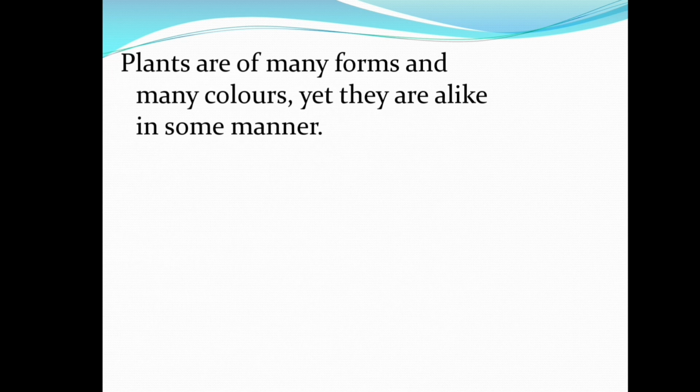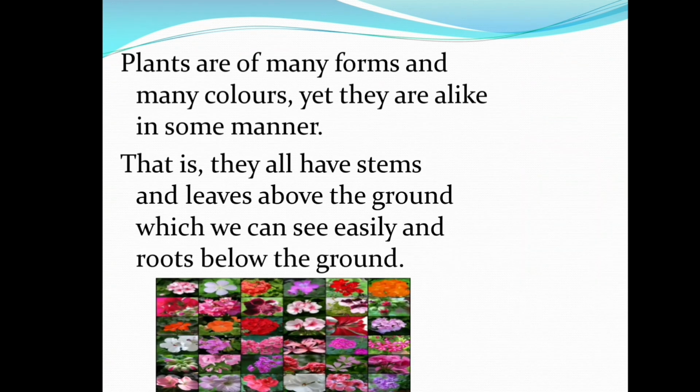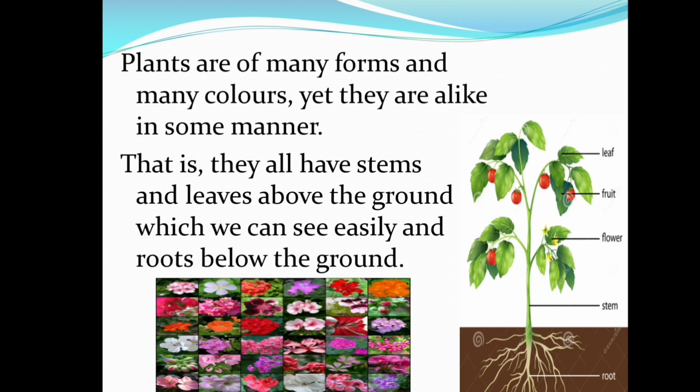Plants are of many forms and many colors, yet they are alike in some manner. So, plants are of different forms; we have many colors and many forms of plants, but they are alike in some manner. That is, they all have stems and leaves above the ground, which we can see easily, and roots below the ground.